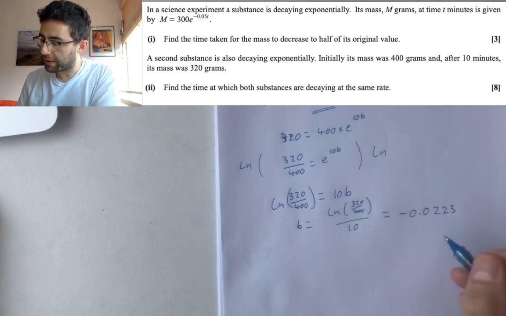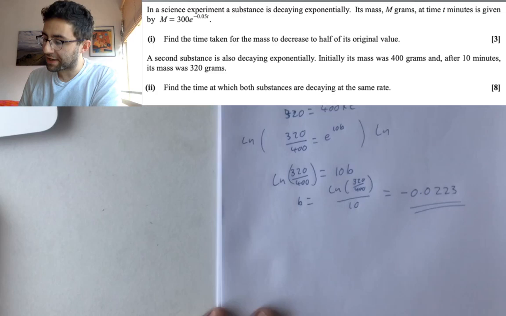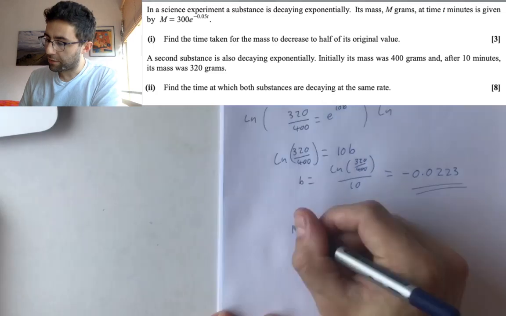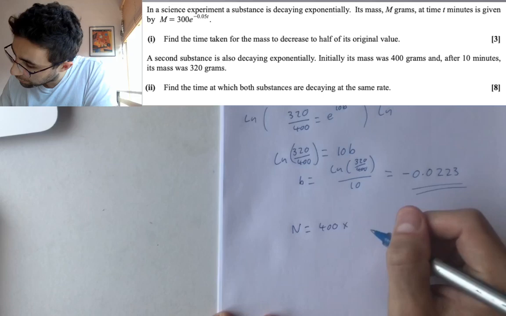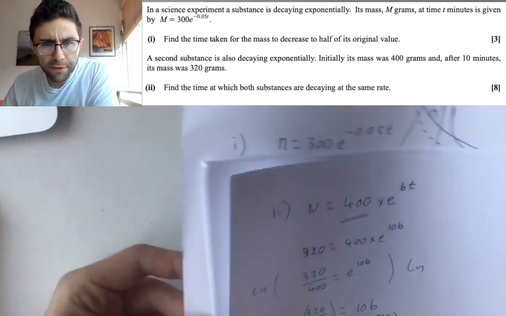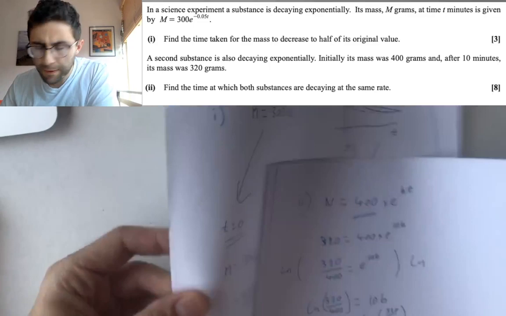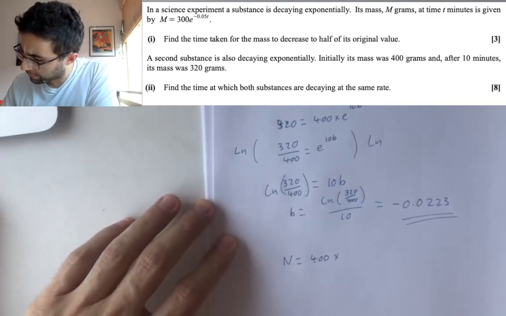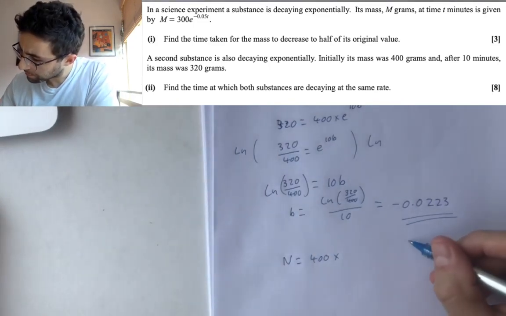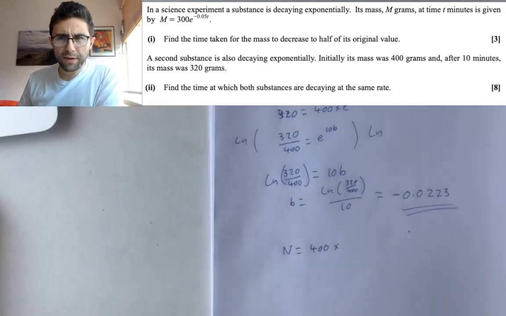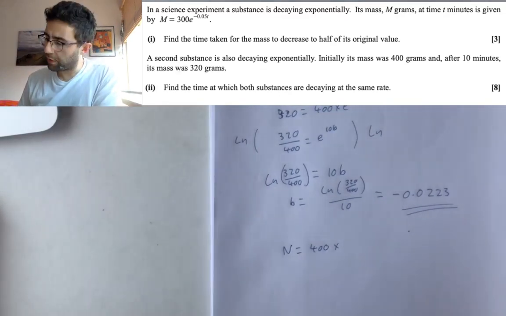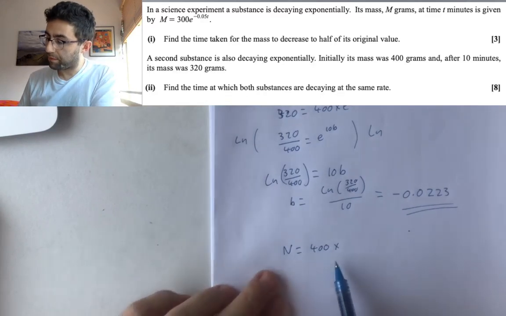So we got 400 times e to the minus 0.0223. And just to rewrite the first one, that was m equals 300 times e to the minus 0.05t. Like that. I'll recap that at the end. I'm just going to keep going. So I managed to use the data to get an equation for the other thing.